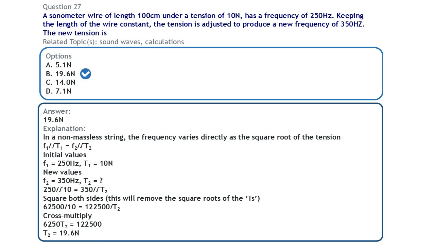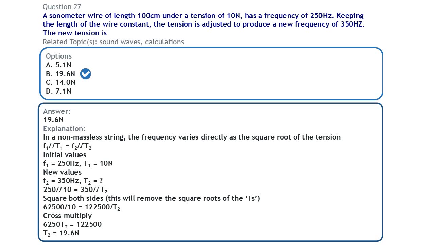F1, these are the initial values, 250 Hertz, tension 10 Newton. Then the frequency changed to 350 Hertz, and we have to find the tension that produced that frequency. So the frequency here now is 350. You are looking for T2.